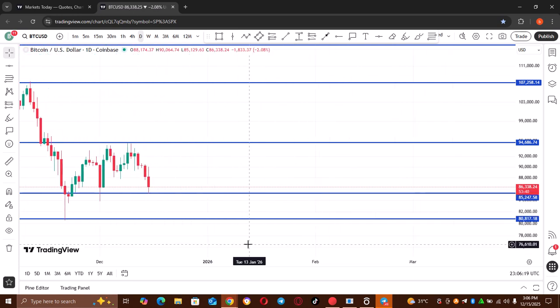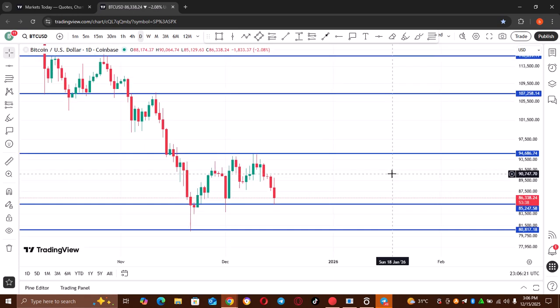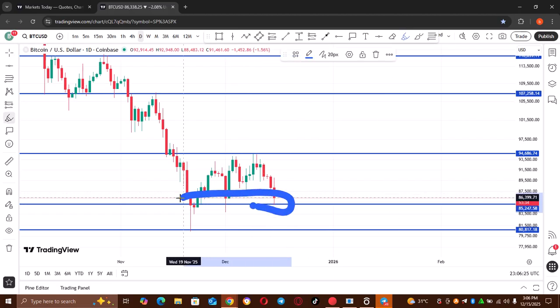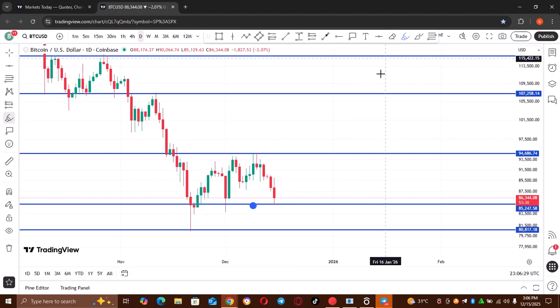It's now at the weekly support. This is it. This support over here is a weekly support. We mark it on the weekly time frame. So on the support, what do we do? We look for buying opportunity. All right, but we can't take a buy on the 1D time frame.